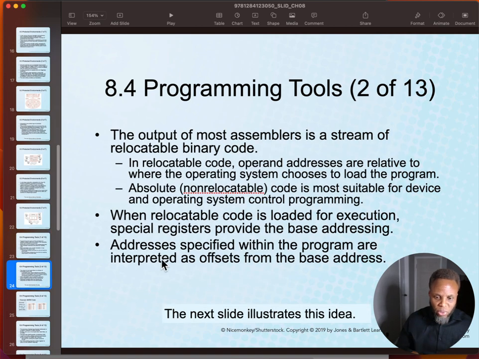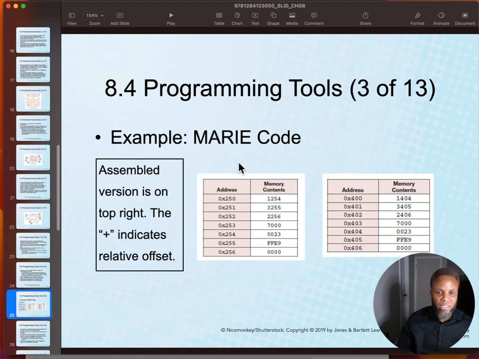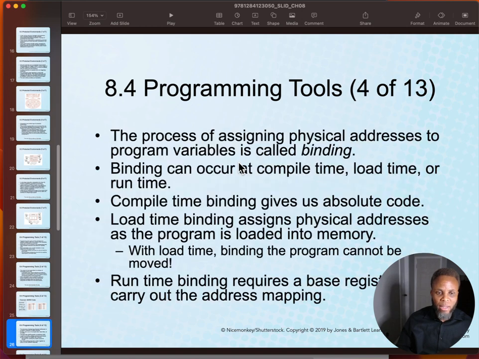So I'll let you folks read through this. Again, the output of most assemblers is a stream of relocatable binary code. That is what is stored on the machine, and that is what is executed by the CPU. We learned about assembly code in the previous chapter. I don't need to talk about that.